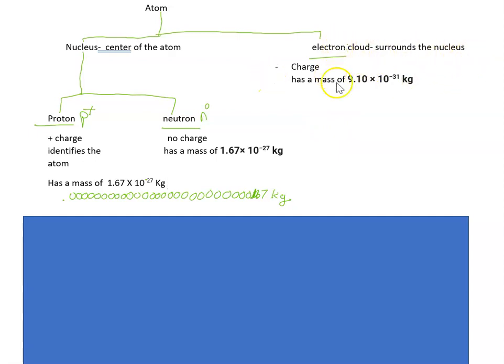cloud, it again surrounds the nucleus, and electrons have a negative charge, and they are represented with an E and a little negative symbol. So compare the mass of this electron to the mass of this neutron. This is to the negative 31st, and this is the negative 27th. So you can see that the electron is significantly smaller in mass than the neutron and the proton. Okay, it's almost hard to imagine how tiny they are when you're comparing these sizes.